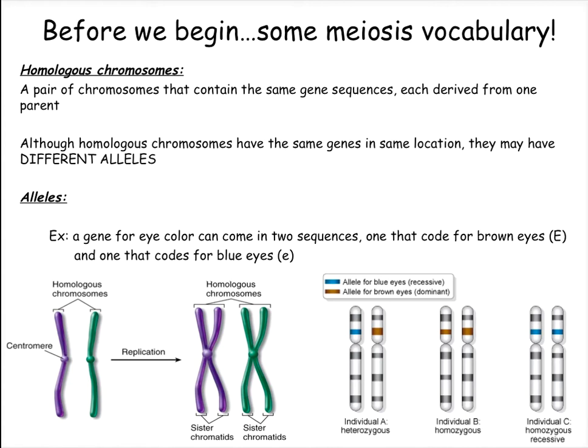Homologous chromosomes are a pair of chromosomes that contain the same gene sequences, and each one of these pairs is derived from one of your parents. So one from mom.